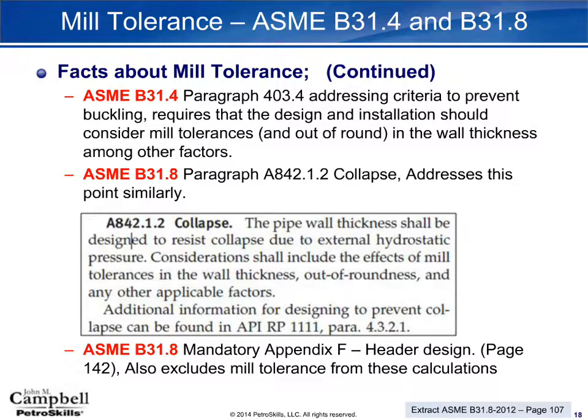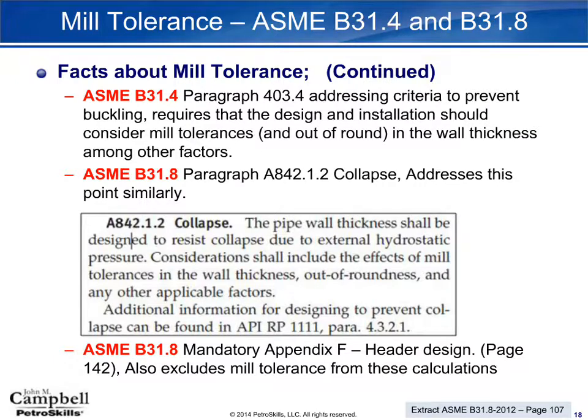The last line item that I have at the bottom of the page is the Appendix F mandatory design section for header design. They take you through compression headers, how to go through and design headers. Within that appendix, just like we talked about on the previous page, the mill tolerance is assumed to be part of the F design factor, and so it's effectively excluded from any part of the calculations. It makes life a little simpler for us.